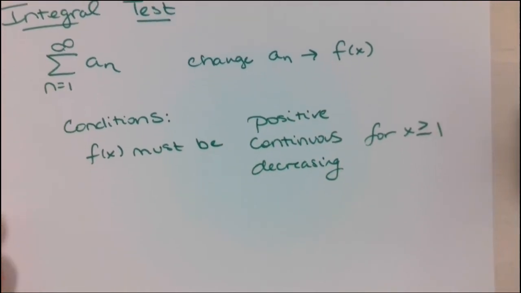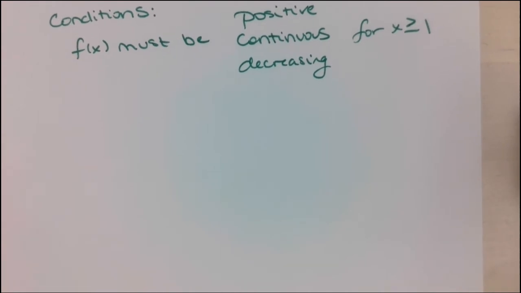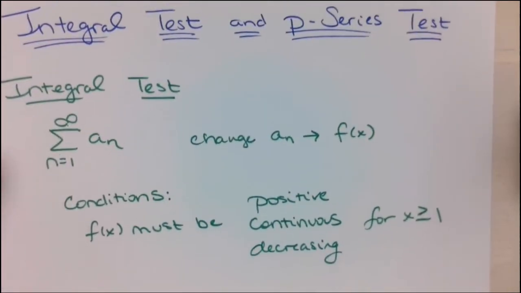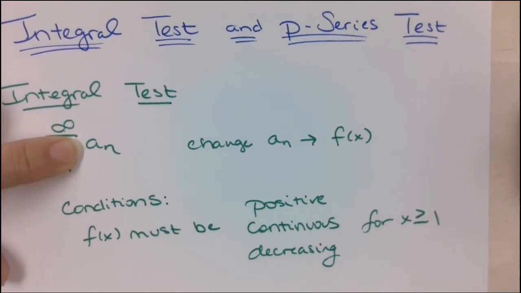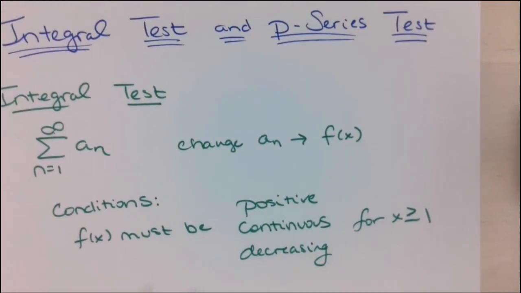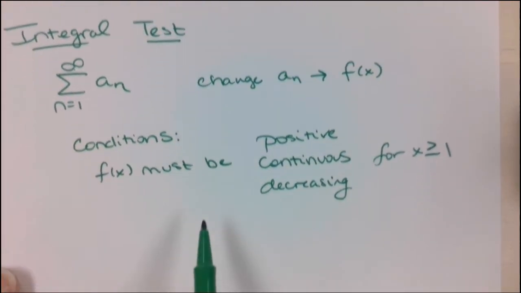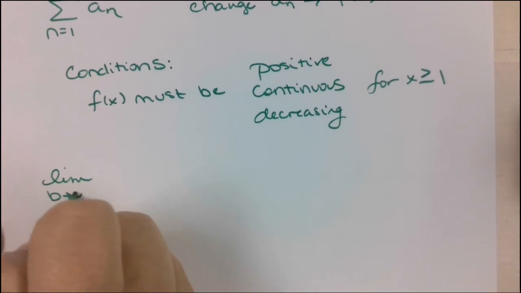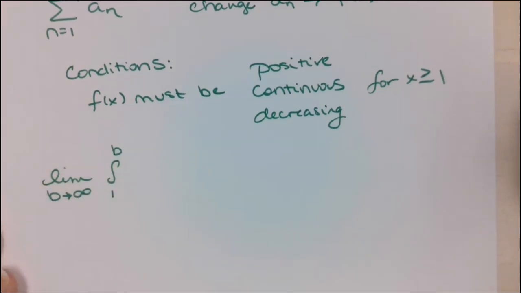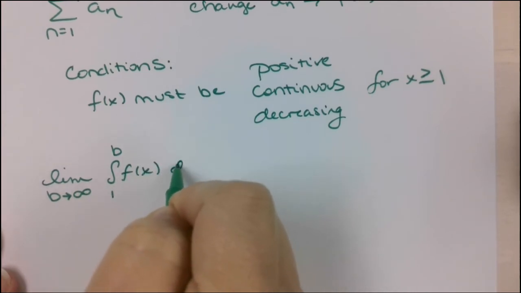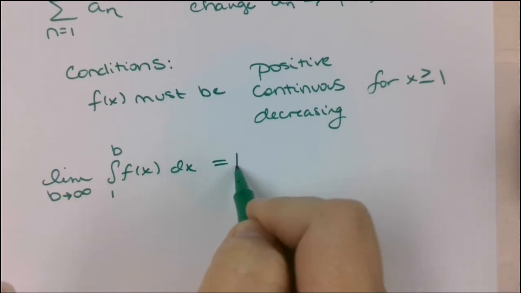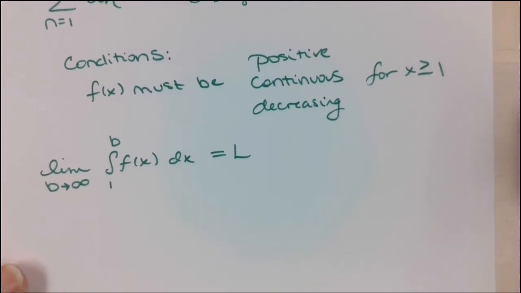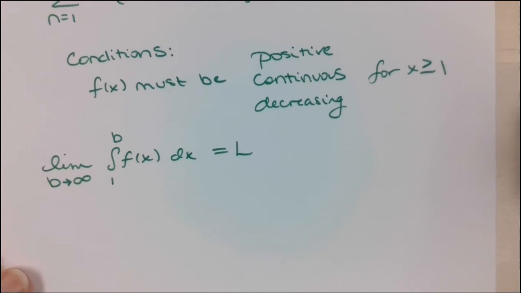Now, if our function f of x meets those conditions, then this is what the integral test says. Keep in mind that we're talking about an infinite series. The terms of our sequence, we're going to have infinitely many of those terms. N is going to infinity, which means that when we write this as an integral, which obviously we're going to do, it's called the integral test, it's actually going to be an improper integral. Limit as b goes to infinity, integral from 1 to b of our function f of x. And I'm going to let that be equal to some value L, or maybe no value at all.